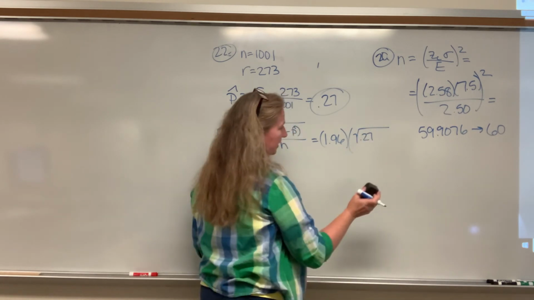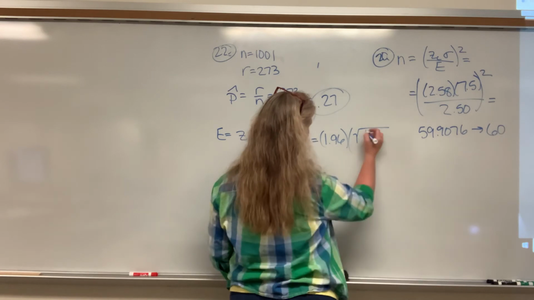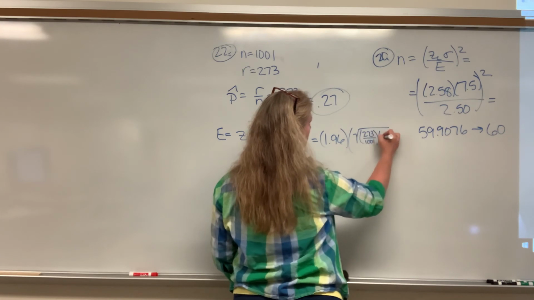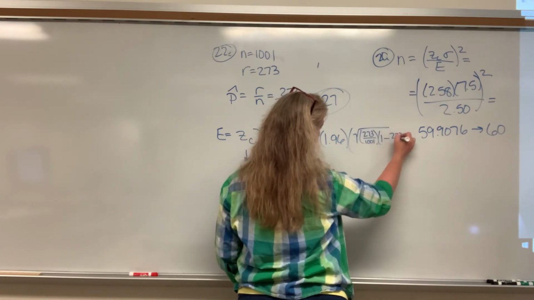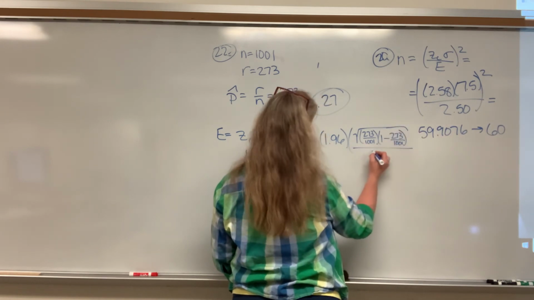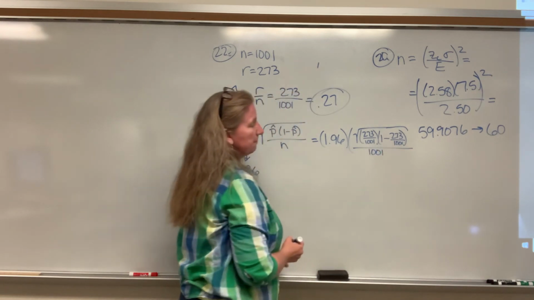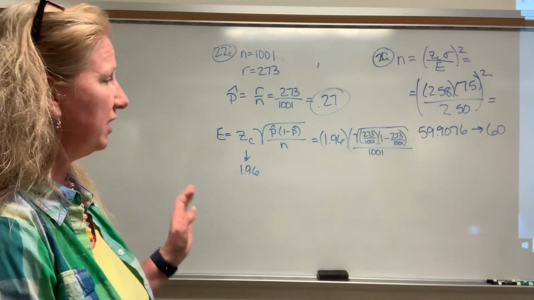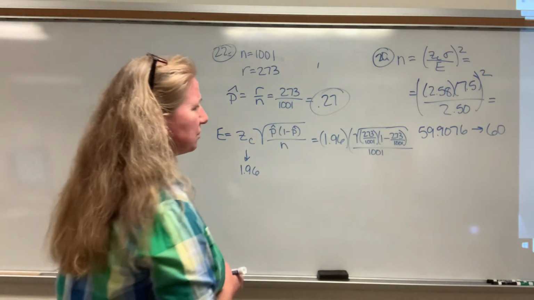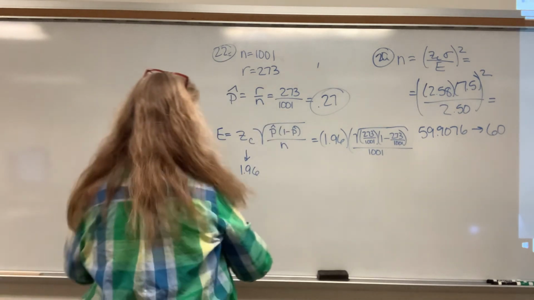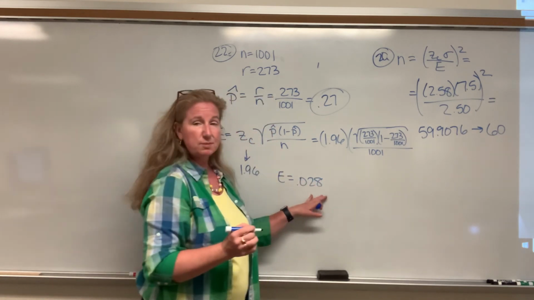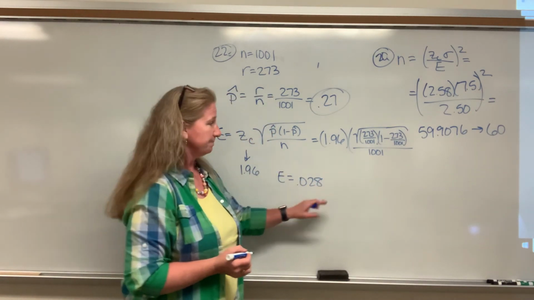Now, again, this is where I would really do 273 over 1,001 times 1 minus 273 divided by 1,001, okay, divided by N, which is 1,001. I would do that so that I'm not rounding in the middle of this problem. That error is 0.028. So my error is 0.028. As we've talked about before, I would expect that value to be small.